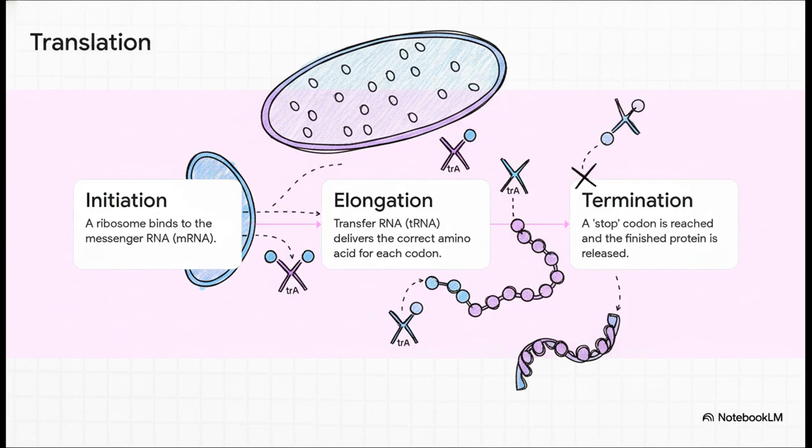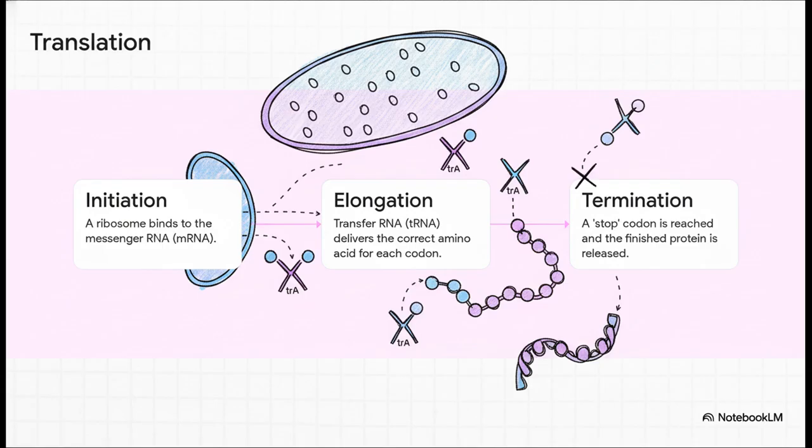This assembly process is called translation. It kicks off when a little molecular machine, a ribosome, clamps onto that messenger RNA, or mRNA. As the ribosome scoots along the message, another type of RNA, called transfer RNA or tRNA, acts like a delivery truck.